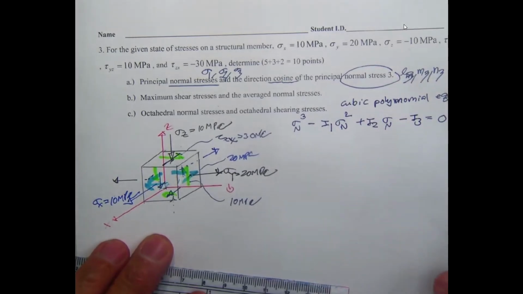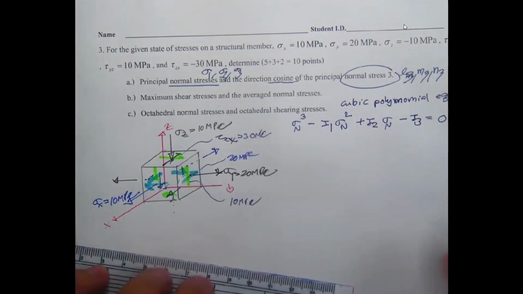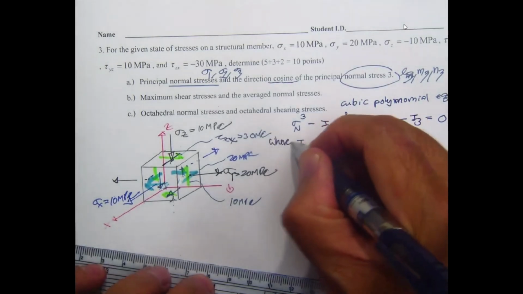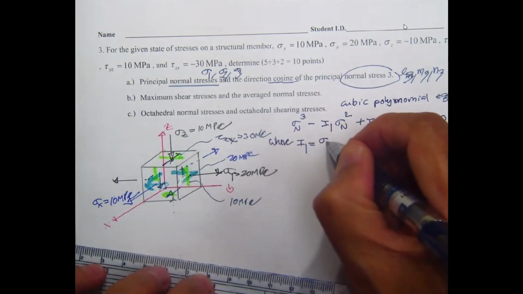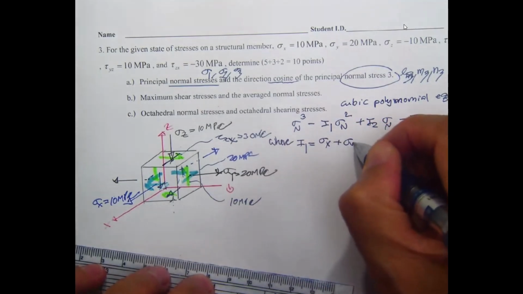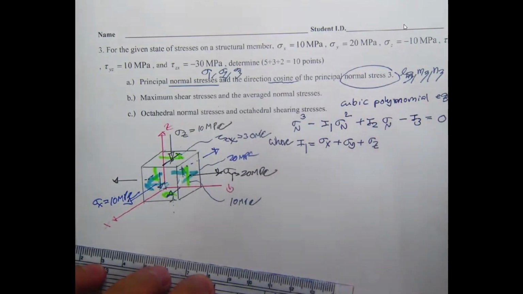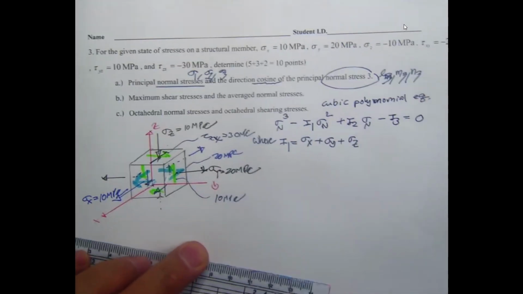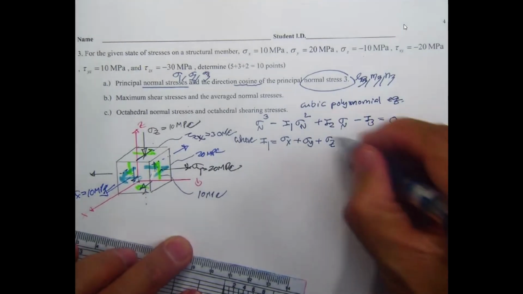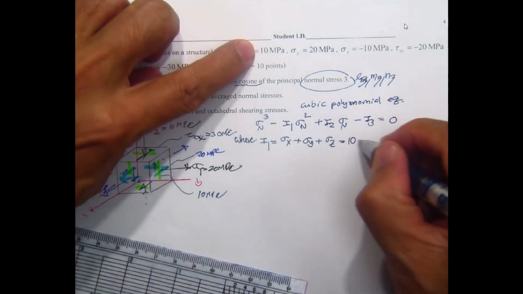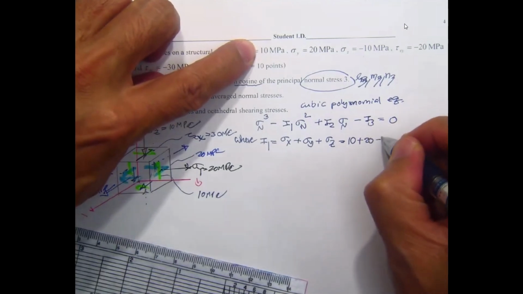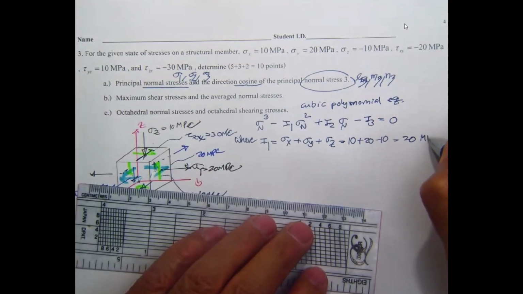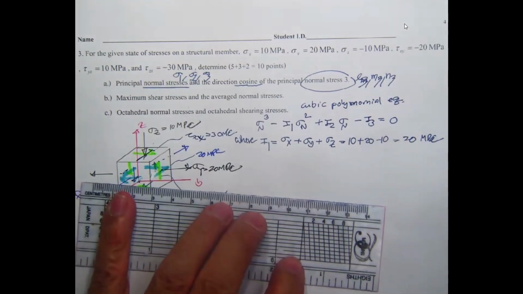That's going to be sigma n cubed minus I1 sigma n squared plus I2 sigma n minus I3 equal to 0. What could be I1? I1 is going to be easy. I1 is sigma x plus sigma y plus sigma z. Let me zoom out a bit. You will get 10 plus 20 minus 10. That's going to be 20 megapascal.